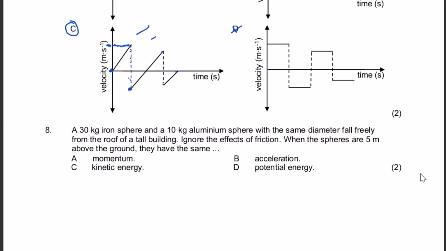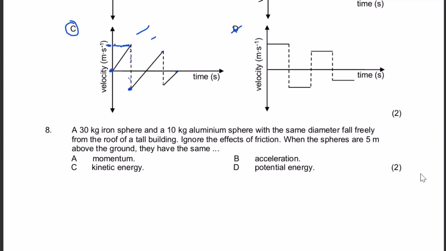Then we're moving on to question 8, which is a 30 kg iron sphere and a 10 kg aluminum sphere with the same diameter falling freely from the roof of a tall building. Ignore the effects of friction. When the spheres are 5 meters above the ground, they have the same what? What is it that does not change?